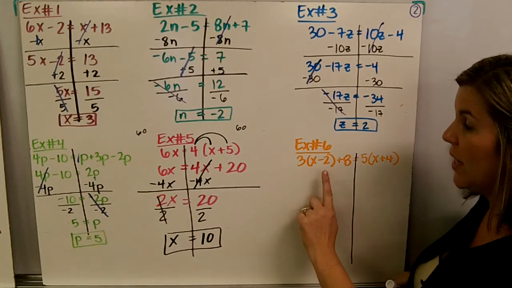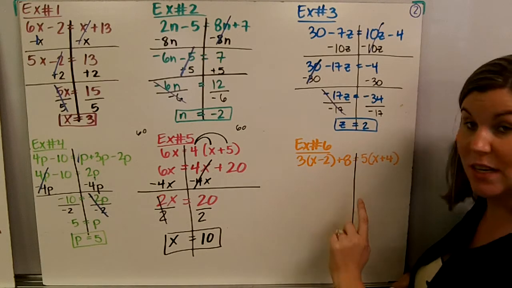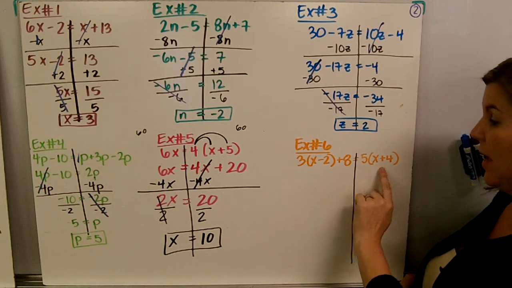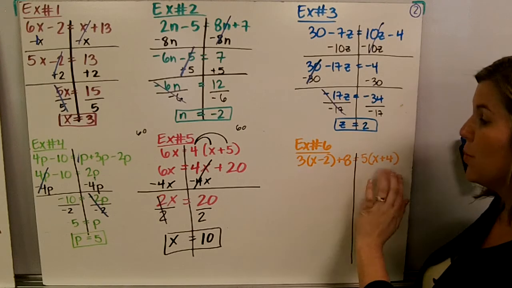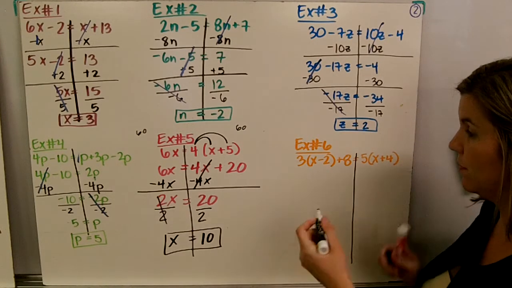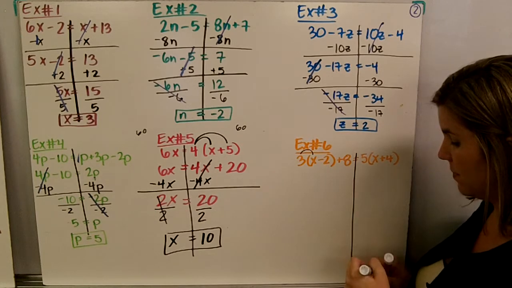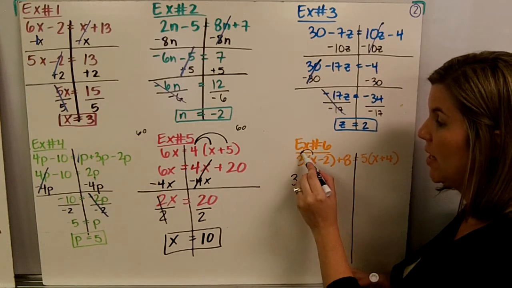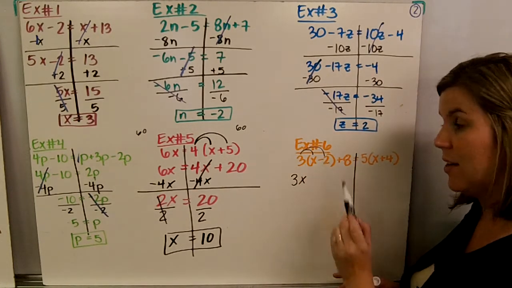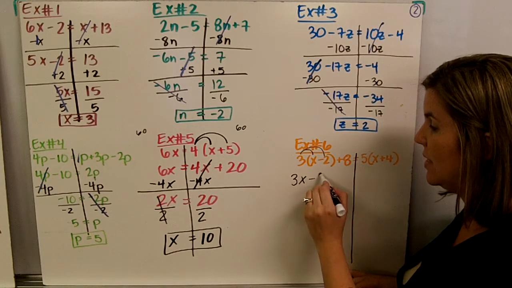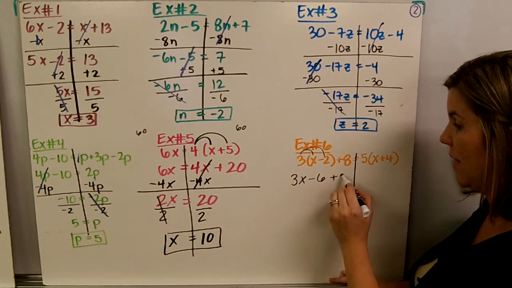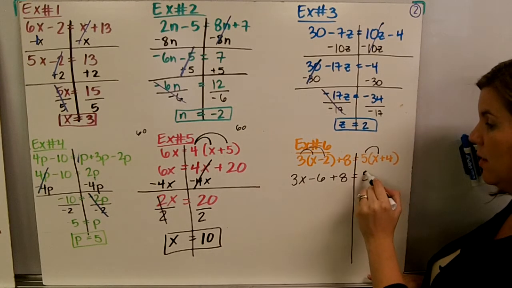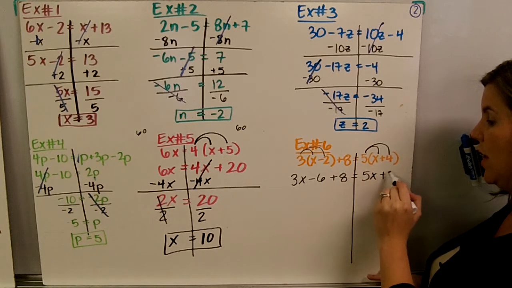Example 6. 3 times the quantity, so in parentheses, x minus 2, plus 8 equals 5 times the quantity, x plus 4. I have to distribute on both sides of this equation. So let's do that. 3 times x is 3x, and 3 times a negative 2, remember this sign goes with that number, so 3 times negative 2 is negative 6, carry down the plus 8. Distribute on the right side, 5 times x, 5x, and 5 times 4 is 20.